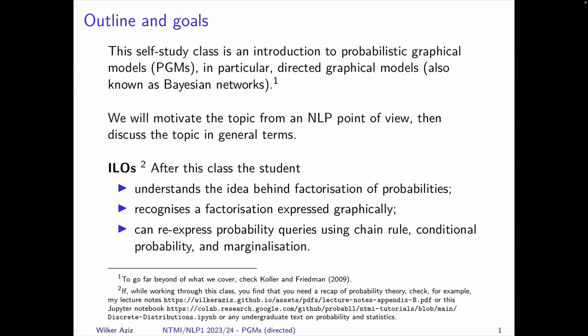As you go through the material, if you notice that you could use a recap of probability theory and statistics, then I'm linking two sources, some lecture notes that you can find here, and a Jupyter notebook that you can find here. But any undergraduate text on probability and statistics would do, including material you find online, maybe video lectures you can find online.